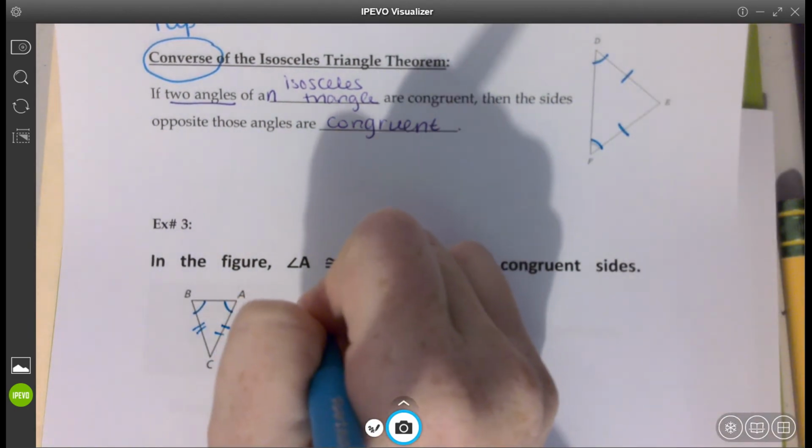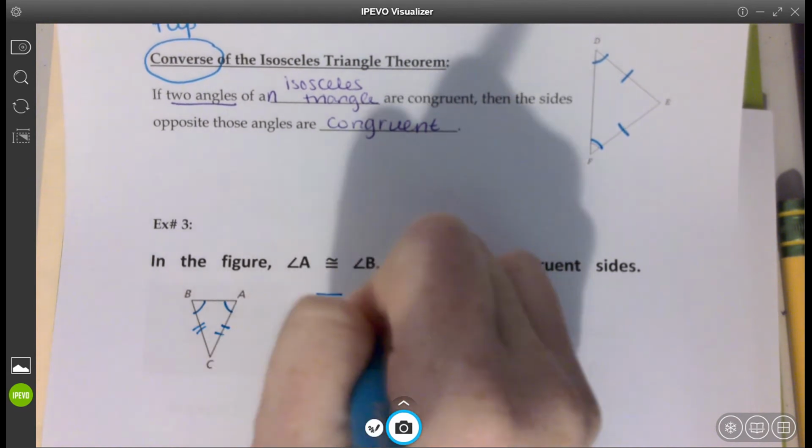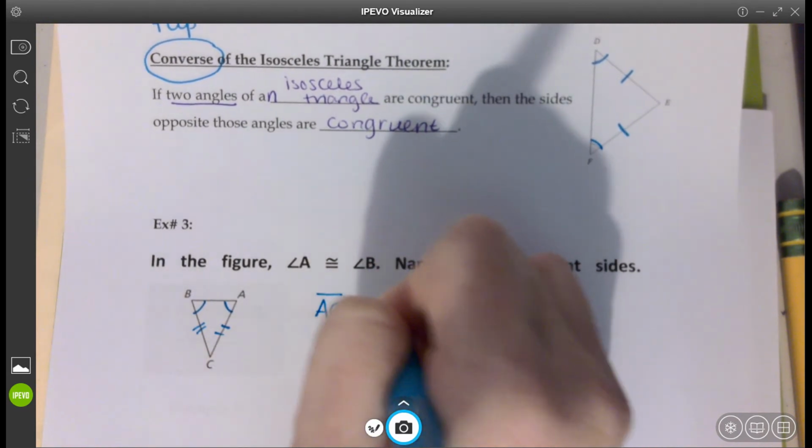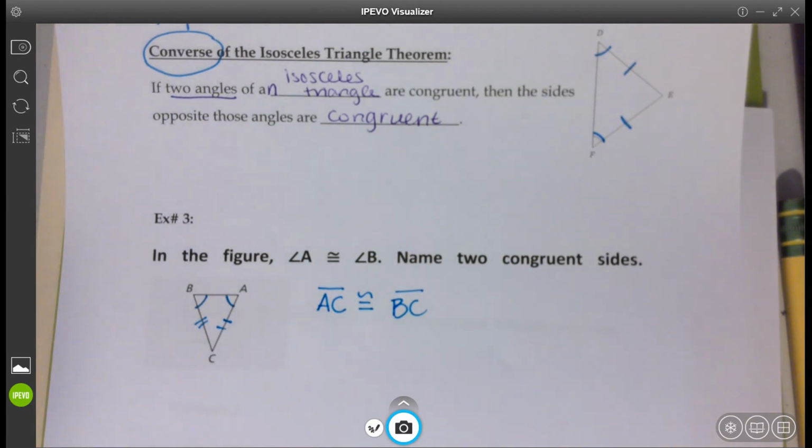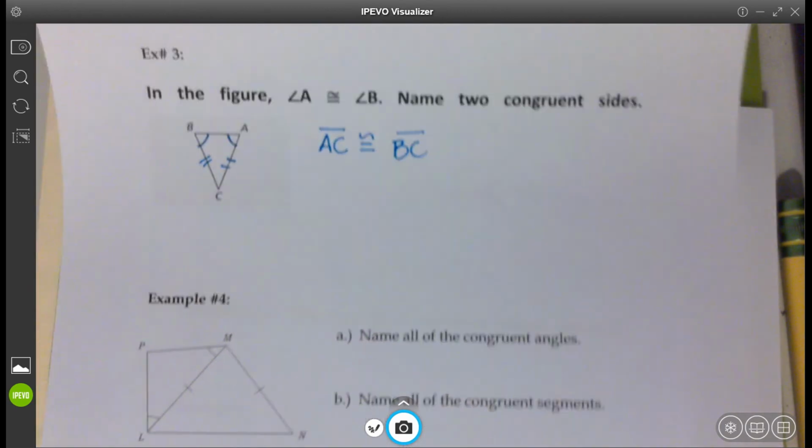So now I'm going to write out my statement. I'm going to say that AC is congruent to BC. Those are my two sides. You want to make sure you're writing it as a congruency statement. They are congruent to each other. Remember, two letters to name a side. All right, so now example 4.